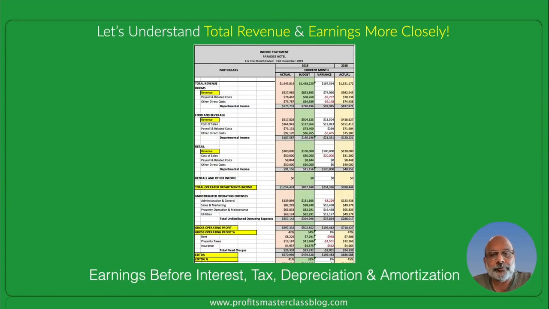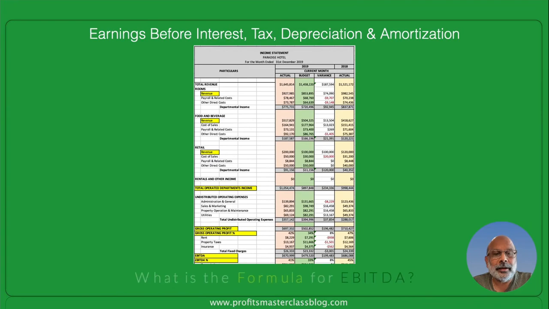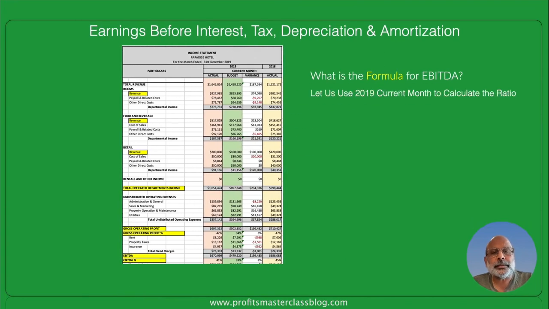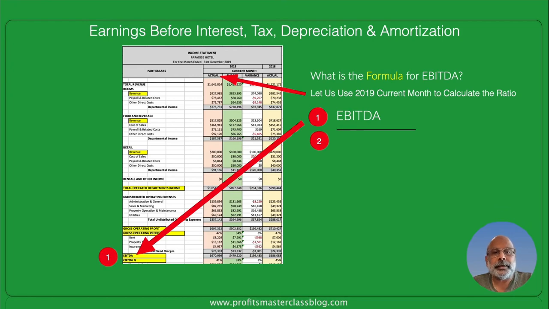So what's the formula for EBITDA? EBITDA is being pointed out to you right now. We shall be using the current month's number for EBITDA in order to calculate the ratio itself. So number one is EBITDA, as is being pointed out, divided by total revenue, also being pointed out, number two, and then it's multiplied by 100. Let's apply some numbers to them.